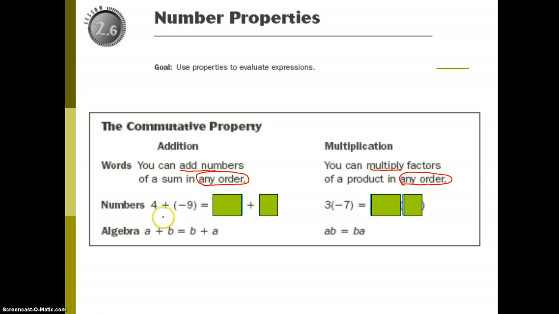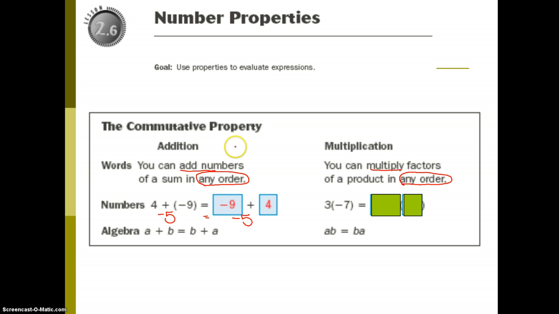The example is 4 plus negative 9. That answer, different signs so you subtract, is negative 5. If I switch them, so I put the negative 9 first, then added 4, it's still going to get you the same answer of negative 5.